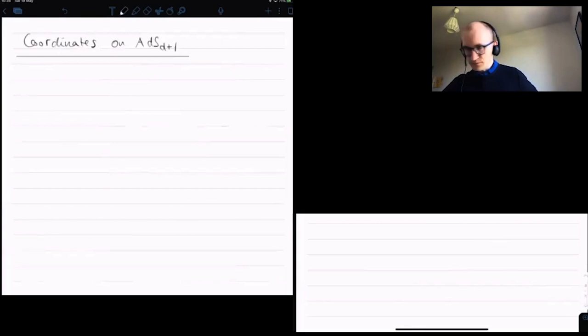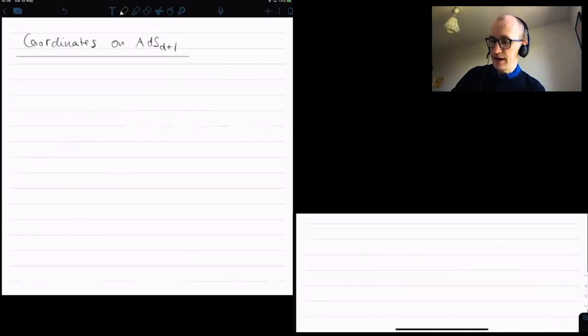So you want to find some coordinates which, if you plug them into this embedding constraint, just identically solve it. One set of coordinates which people really like a lot is what's called global coordinates. This will be the first set of coordinates that we're going to use. So I'm just going to write it down, and then we can stare at it and convince ourselves that it actually works. So X0 is L times cosine t over cosine rho.